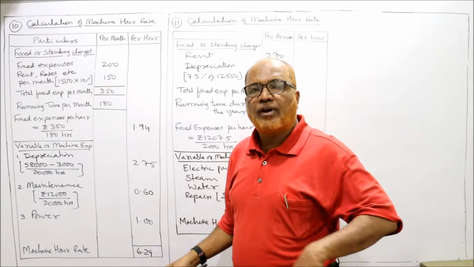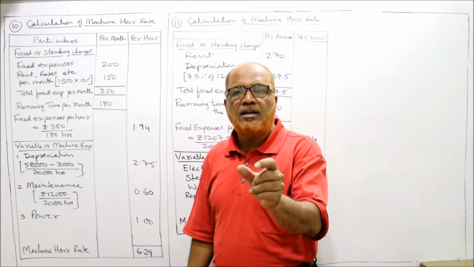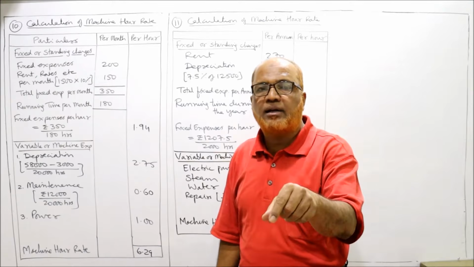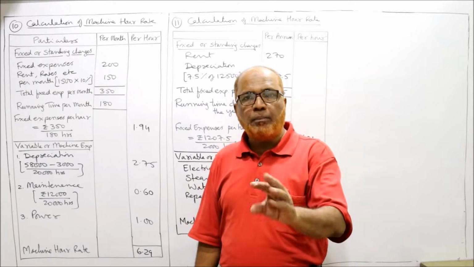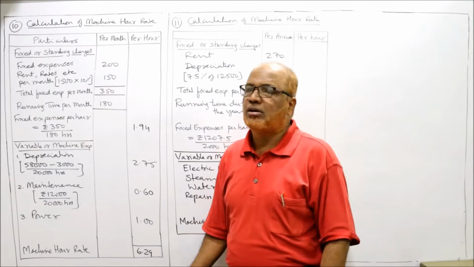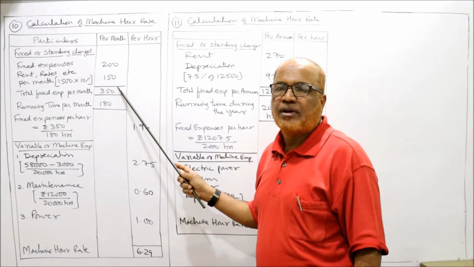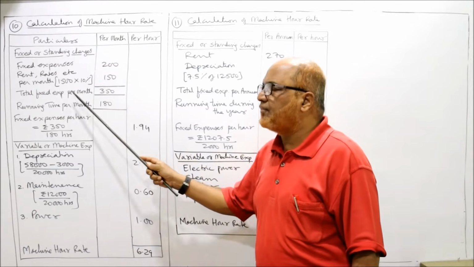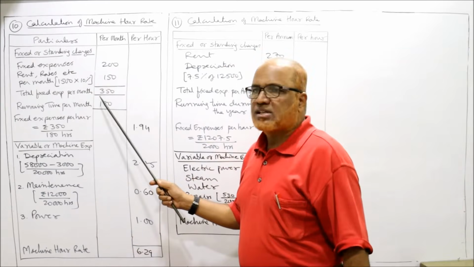How 150? For the whole department it is 1,500 and 10% should be allocated to this machine. It is specified in the problem. So 1,500 into 10%, 150 rupees is the rent and rates. Take the total of the fixed expenses, 350 rupees is the total fixed expenses for 1 month.